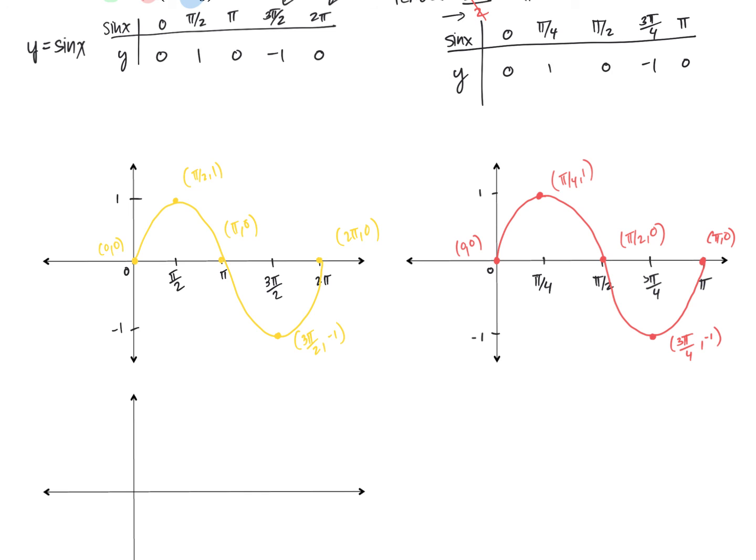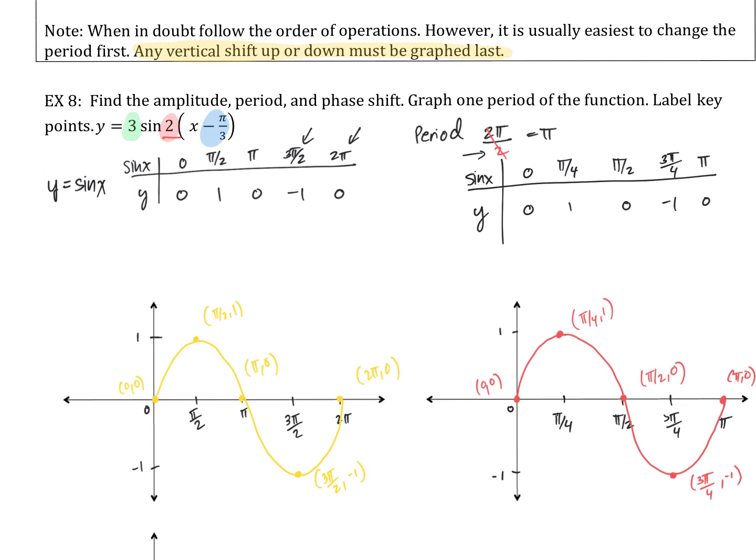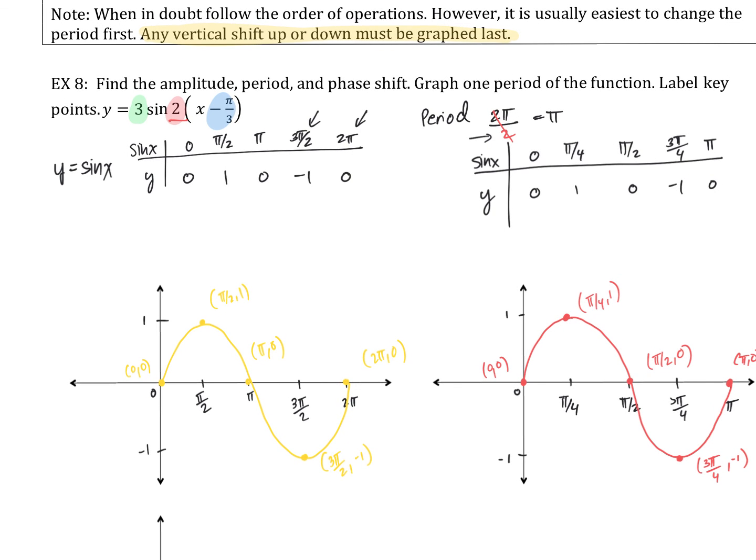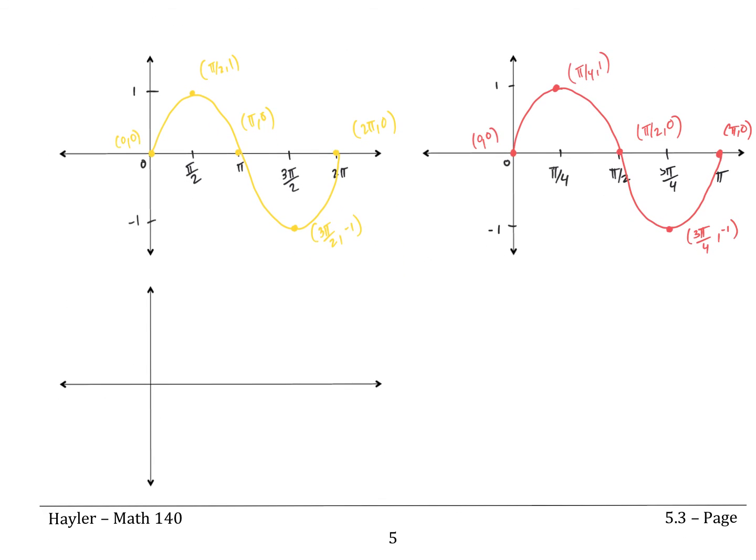Alright, so there we have the first part, so changing the period of our graph. Then let's go ahead and take a look at the next thing we're going to work on, which is going to be the phase shift. Oh, sorry, the amplitude. Amplitude of 3.